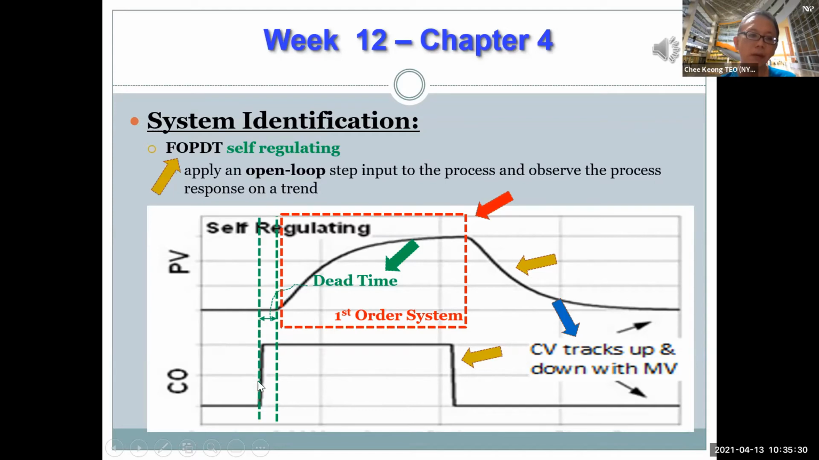Now, plus dead time. Why dead time? In the real system, the output may not rise immediately at the point whereby the step function goes up, right? So therefore, there is a time delay. And this time delay is what we call the dead time, whereby there are no activities and it is just waiting for the circuit to respond. So this is a first order system plus dead time. And then, of course, it is a self-regulating system. So it's FOPDT, first order plus dead time, right? So that's how a first order plus dead time looks like.